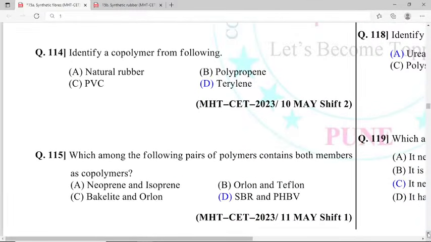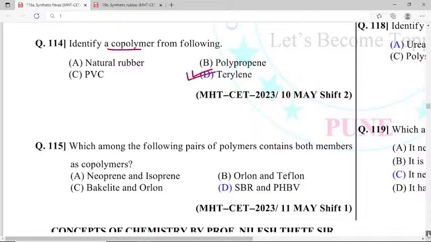Next, identify the copolymer from the following. So a copolymer contains two different types of monomer. So Terylene is the answer. Natural rubber, PVC and polypropylene are homopolymers. All remaining examples are homopolymers.